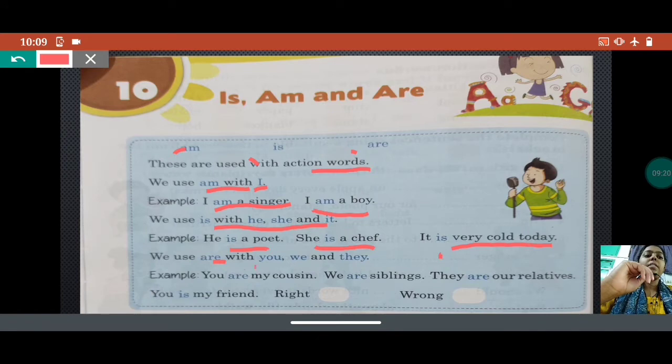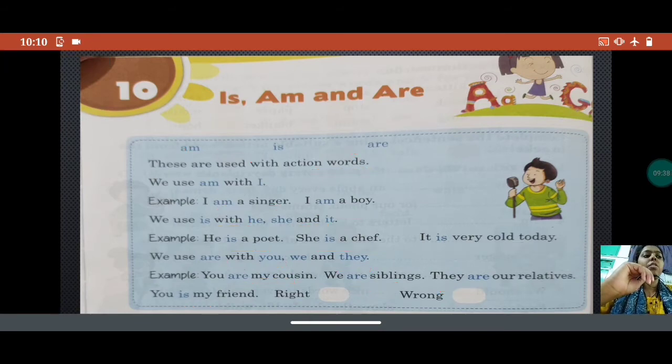We use are with you, we, they. For example, you are my cousin, you are siblings, they are our relatives. You is my friend. Is it right or wrong? You have to tell now. You is my friend, is it right or wrong? So you always uses are, but here is is written, so it is wrong. So we will tick the wrong box.